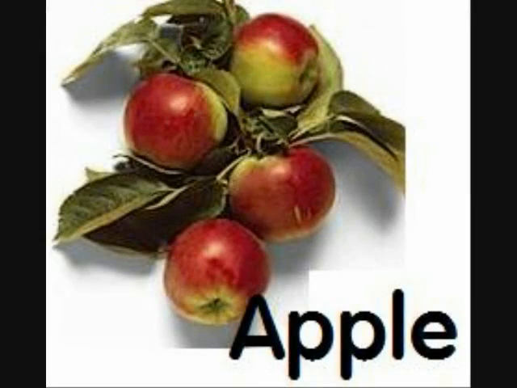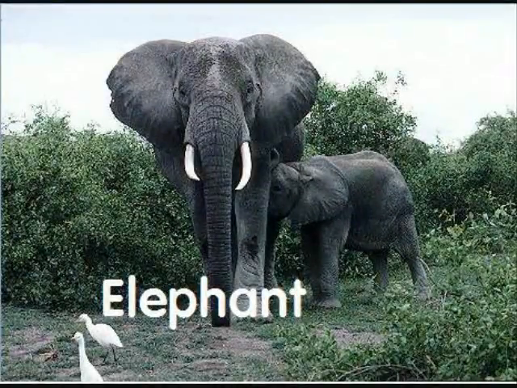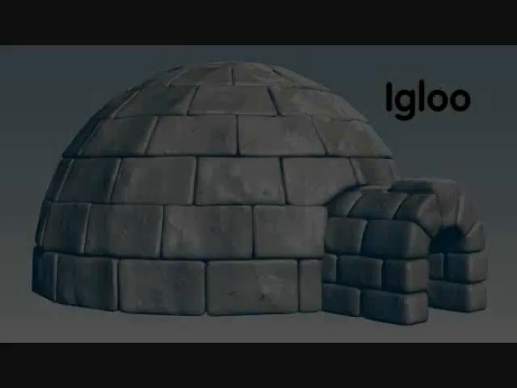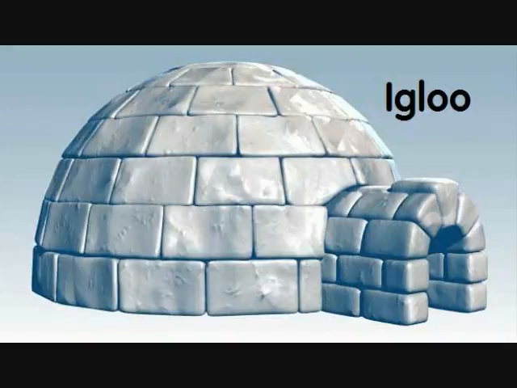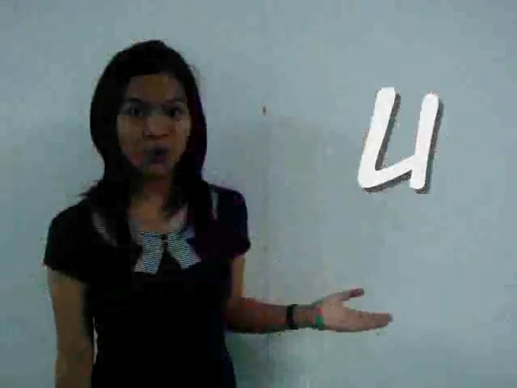Good day. Now let's start with the vowels. A, E, I, O, and U. A for an apple. E for an elephant. I for an igloo. O for an oval. And U for ultra.